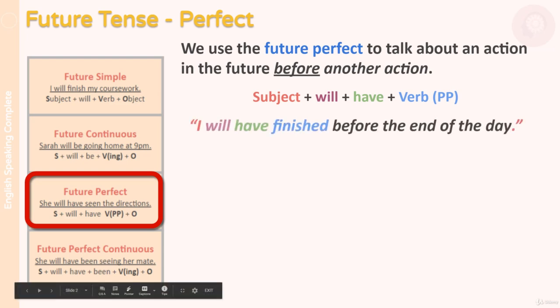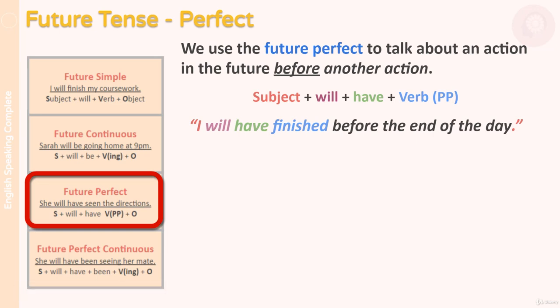Here is the first example. I will have finished before the end of the day. So there we can see two actions. Finishing, this verb, whatever it is, finished an object, whatever it is, and the end of the day. I will have finished before the end of the day. So these two future actions, we're really giving a lot of information about how they happened in sequence, in order.